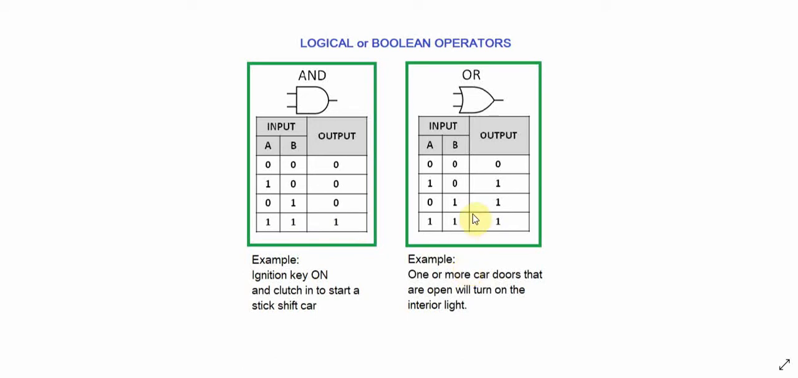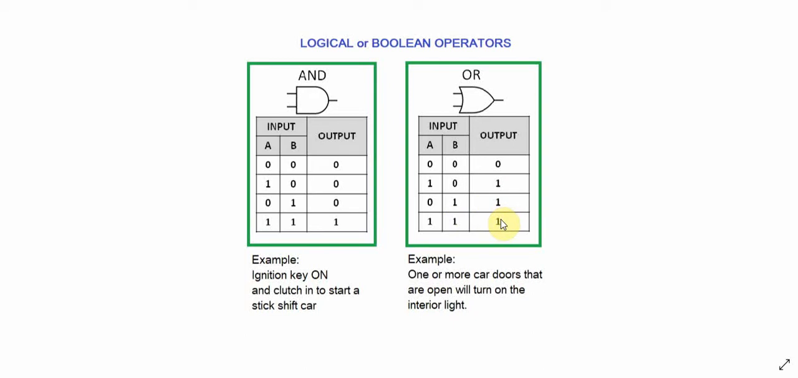The logical OR condition works like this here. If we have a truth table for a 2-input OR condition or OR gate, and we have the output here, it works like this. If the input A is low and input B is low, the output is low. If one or more of the inputs are on or high, then the output is high.